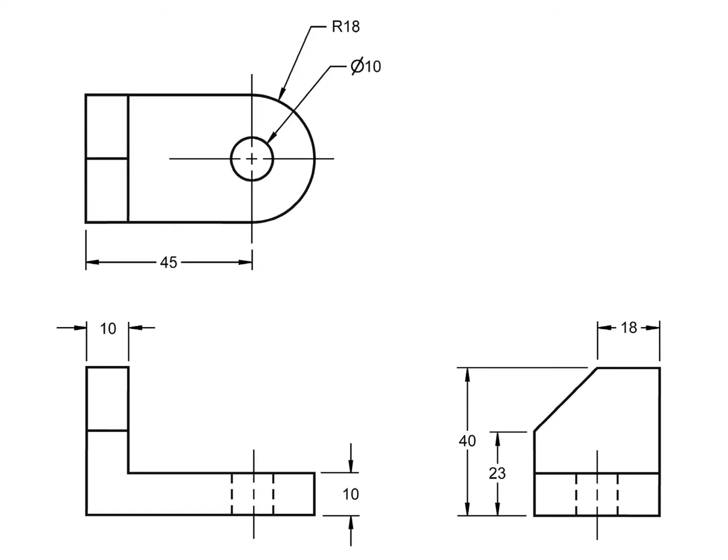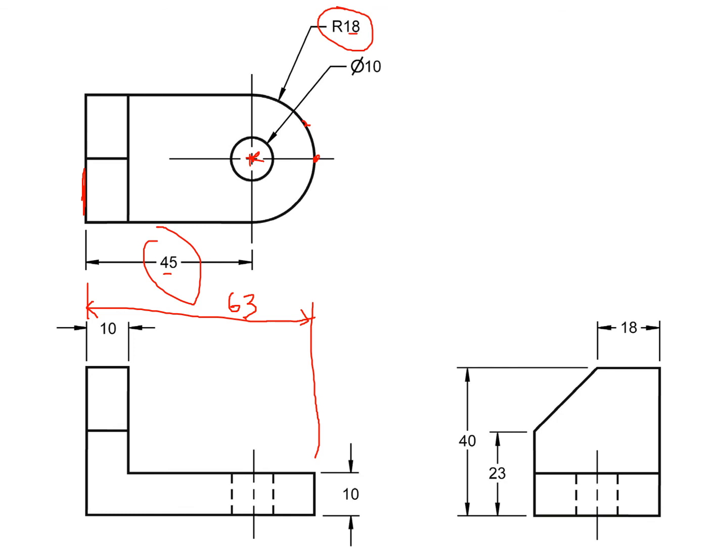Okay, so we don't have an overall length for the front view. So we can actually calculate that overall length. This overall length is actually 45 plus 18. So 45 from the datum to the center of the hole, we have 45. And we have a radius of 18, which is from the center to any point along the arc. So by simply adding 18 plus 45, that'll give us 63 overall length.